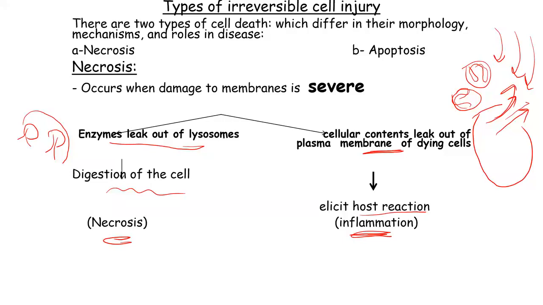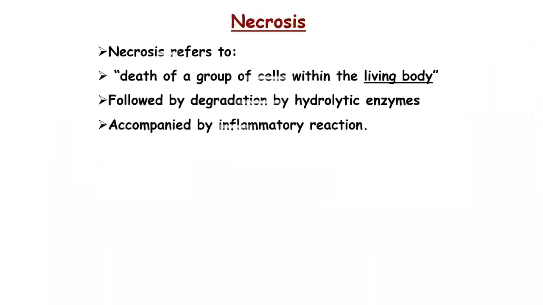So the damage of the membranes is severe. This leads to leakage of contents outside the cell, eliciting an immune or host reaction in the form of inflammation surrounding the necrotic area, and leakage of the lysosomal enzymes outside, leading to digestion of the cellular contents, giving the morphology or the picture of necrosis.